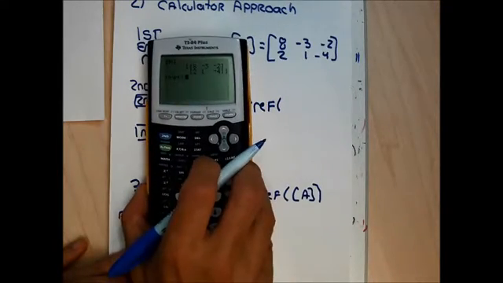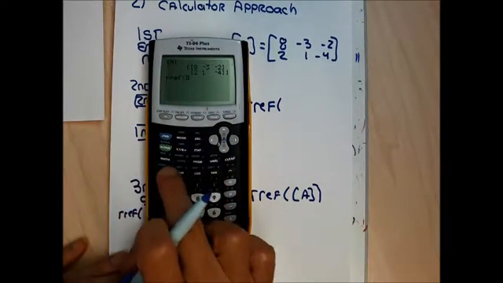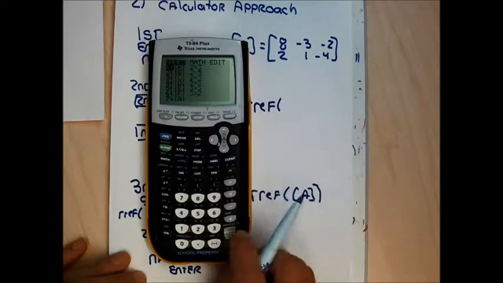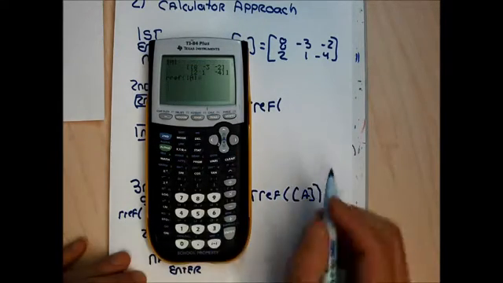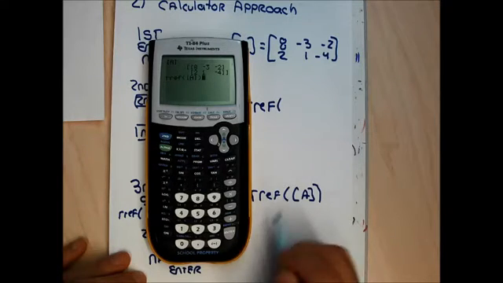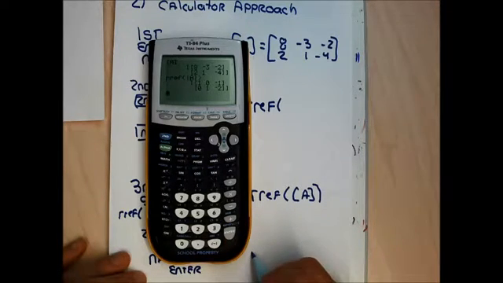To do that, we hit the second and x inverse key. We have the names in A highlighted. We hit enter. And then I'm going to close out that parenthesis. So now my calculator has RREF(A). And I'm going to hit enter one more time, and it's going to reduce matrix A.